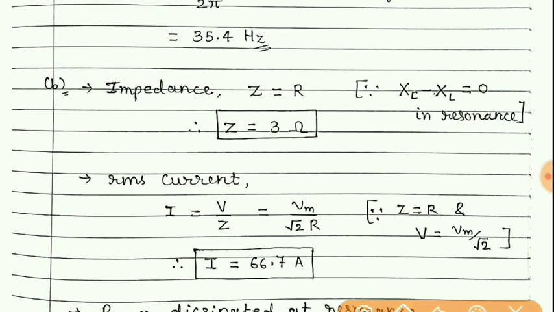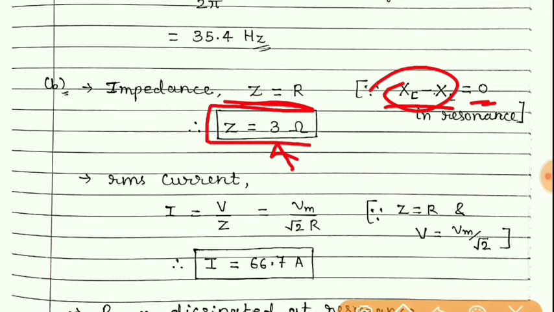Now impedance. Students, we know that in resonance condition Xc minus XL is equal to 0. And so in the formula of impedance, if we put this condition, then we will get Z is equal to R, and value of R is 3 ohm. So in the resonance condition of the circuit, Z is equal to R, which is equal to 3 ohm, because value of R is already given to us.